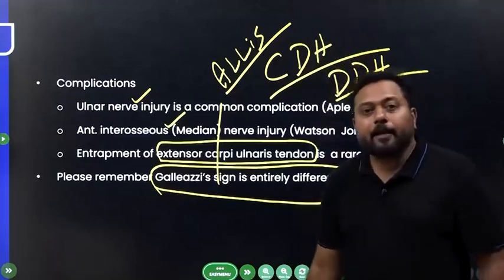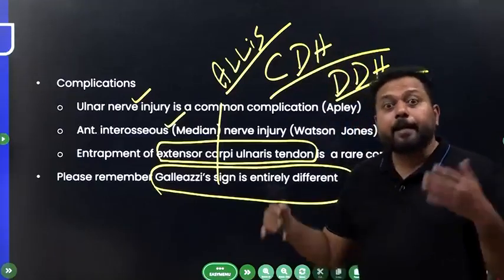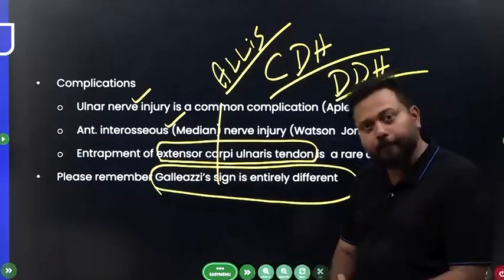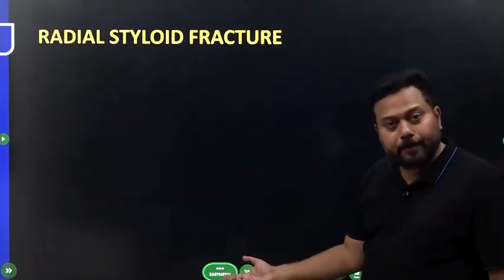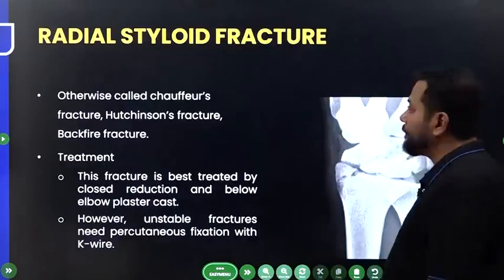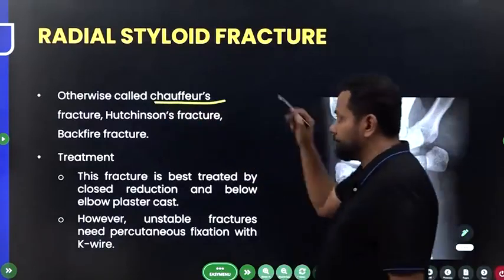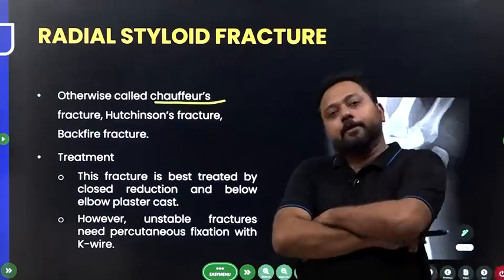So Galeazzi sign or Allis test is positive in DDH. Galeazzi fracture is totally different. Okay. Now coming to the next fracture, radial styloid fracture. Radial styloid fracture is otherwise called Chauffeur's fracture. Okay. Why is it called Chauffeur's fracture?